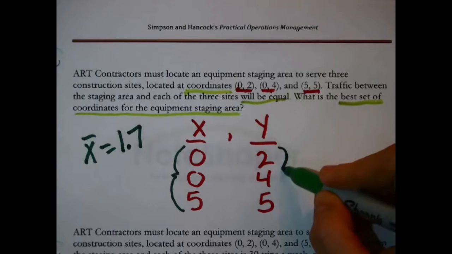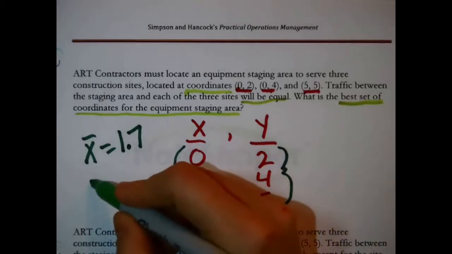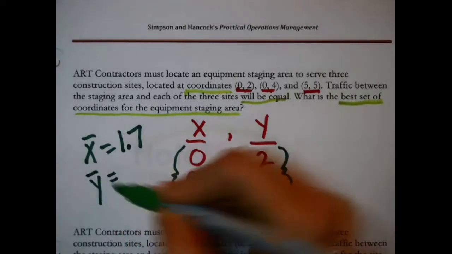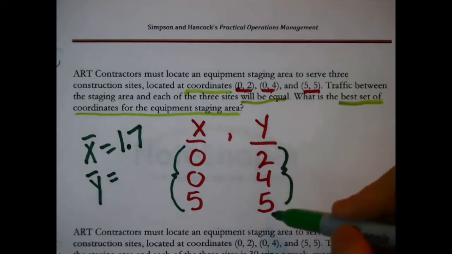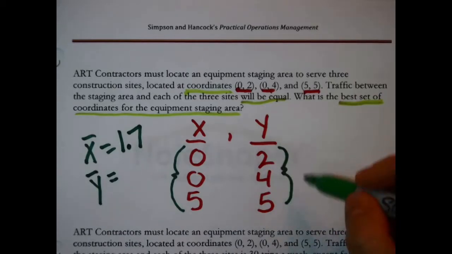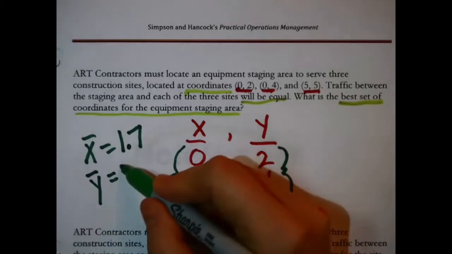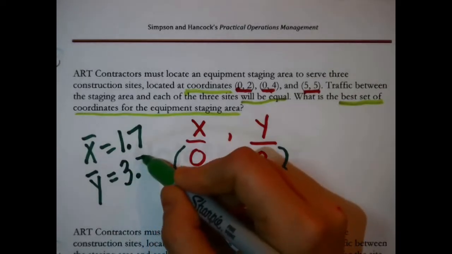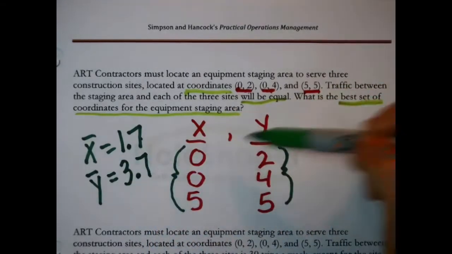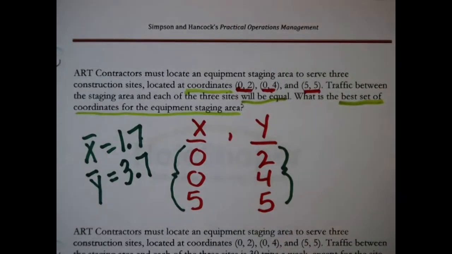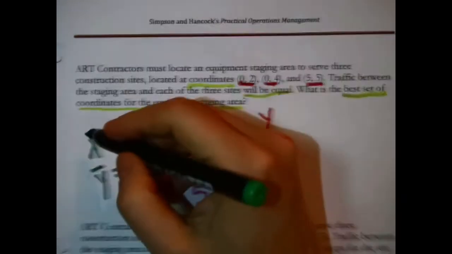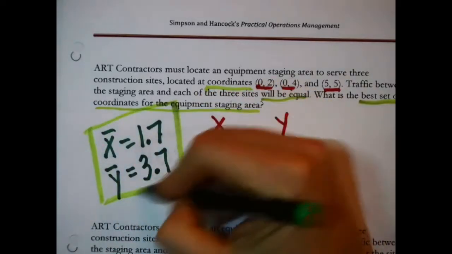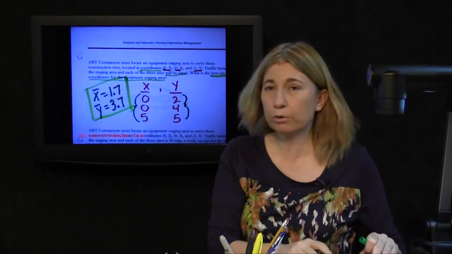The Y coordinate for the absolute perfect location for the staging area, technically, is 2 plus 4 plus 5 divided by 3. That's like 3 2/3, 3.667, which for convenience I will round to 3.7. But these are just the averages of these 2 columns. That is the answer to the question right there. That is where the staging area should be located.